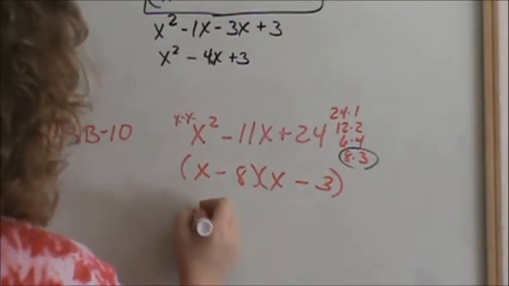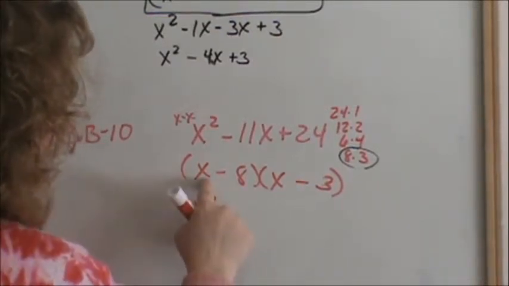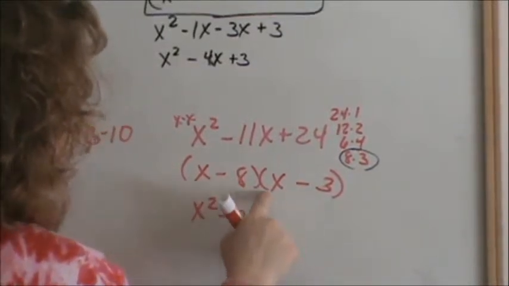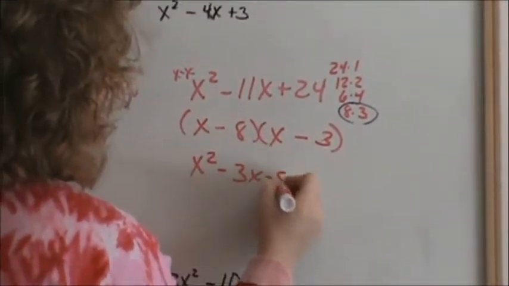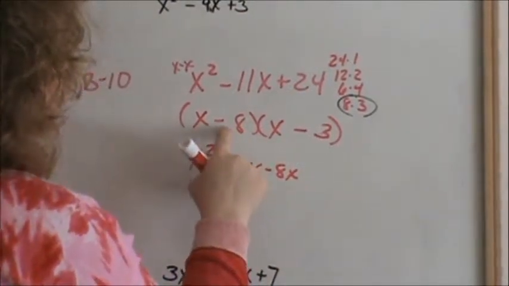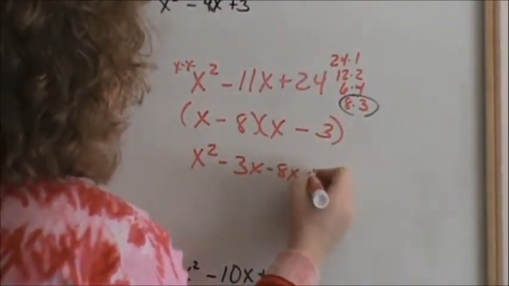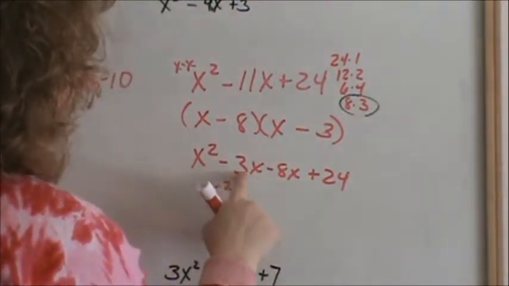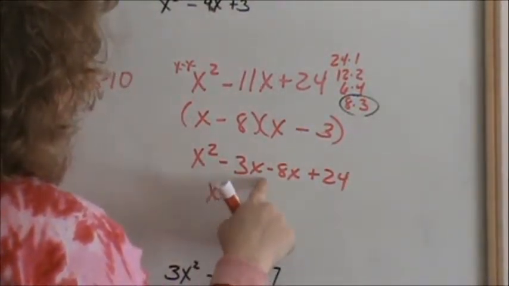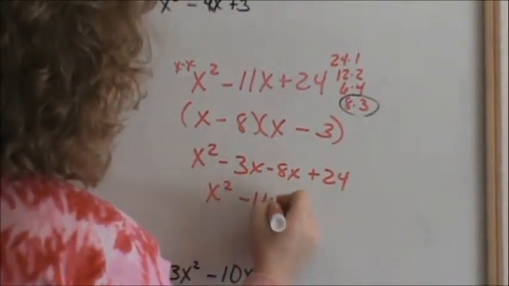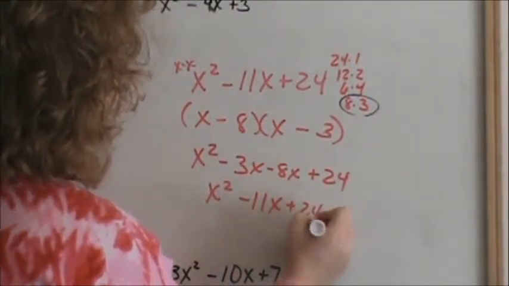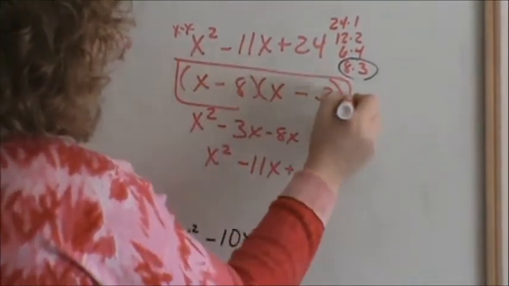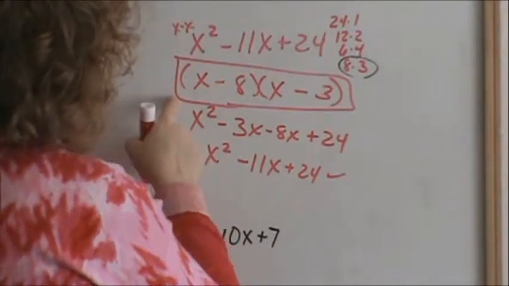So FOILing it back out, I'll get x squared, my outside terms, negative 3x, inside a negative 8 times x, negative 8x. Last terms, a negative 8 times a negative 3 is a positive 24. Adding my x terms, I've got negative 3x, I'm in debt 3, I'm in debt 8 more, so I'm in debt 11x. And that shows me that that checks, which tells me these are the factors of that trinomial.